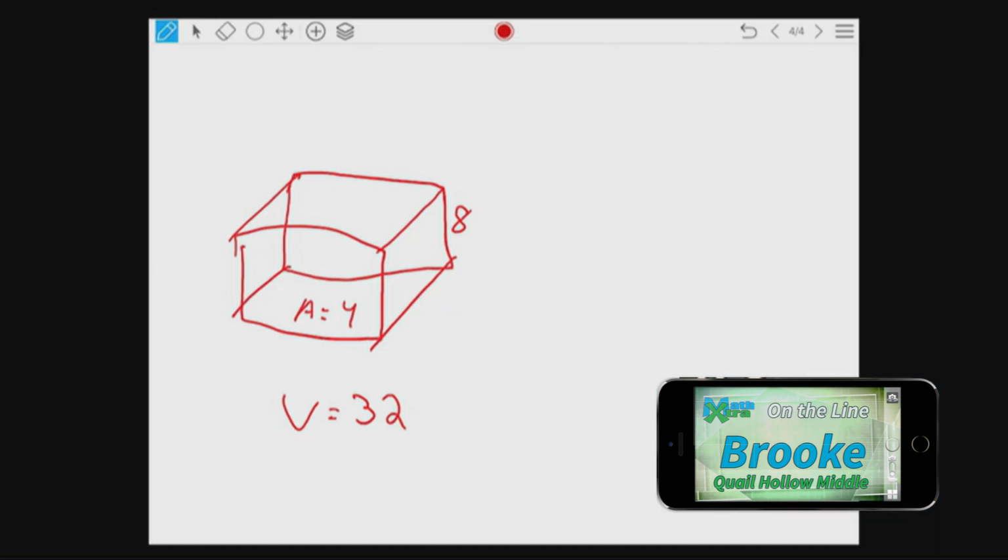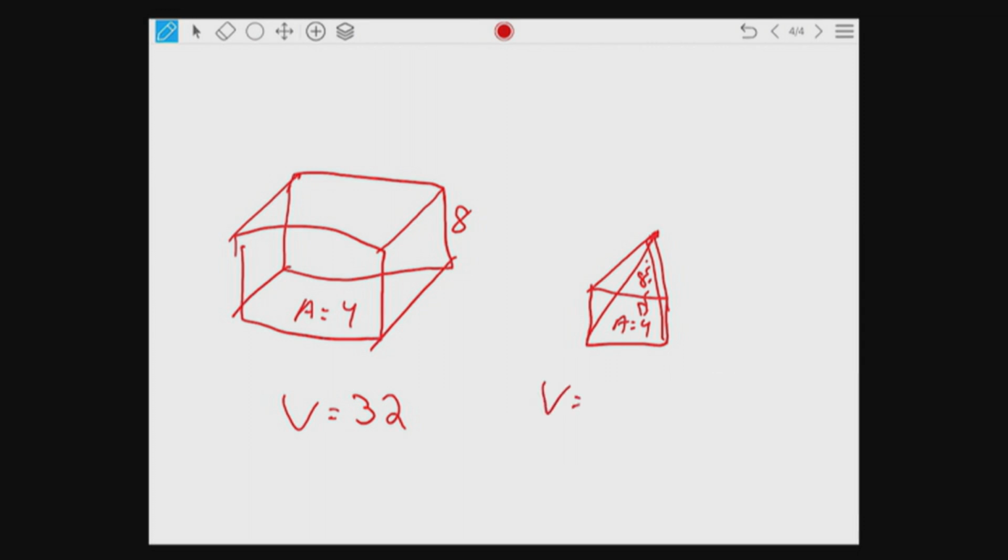So if the volume of our box is 32, what are we going to have to do to find the volume of a pyramid with that same area and height? Brooke, do you have an idea? Do you divide by 3? Outstanding. Divide by 3. So there's a picture of our pyramid. We've got a height of 8. We've got a base area of 4. And you're exactly right. We take our 32 and divide it by 3, which will give us about 10 2/3 cubic units.